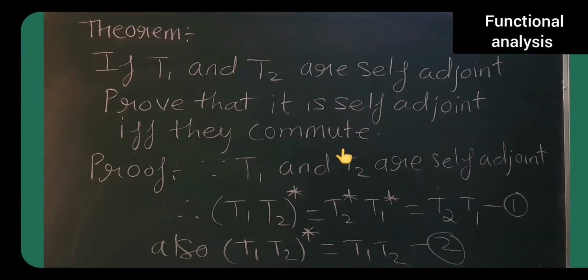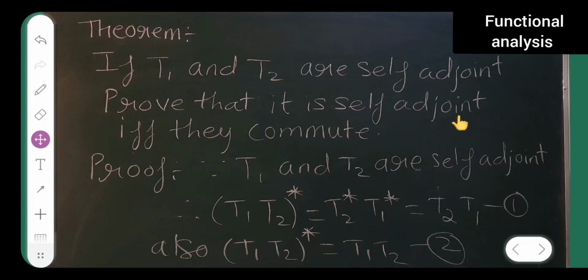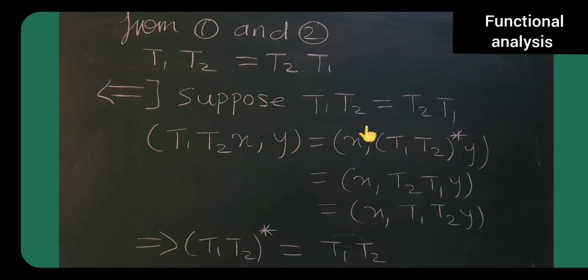Now we have to take that they commute, that commutation part, and show that T1 T2 is self-adjoint. Suppose T1 T2 is equal to T2 T1. Now we take that commutation part to prove that it is self-adjoint. So, (T1 T2 x, y) is equal to (x, (T1 T2)* y), where I have taken T1 T2 to this side.